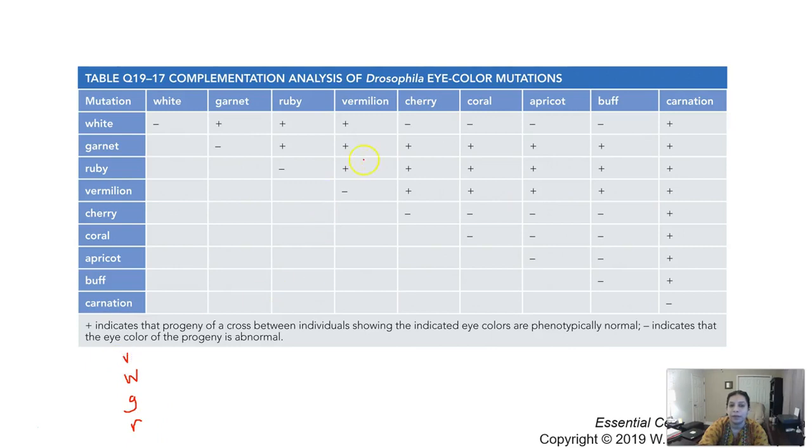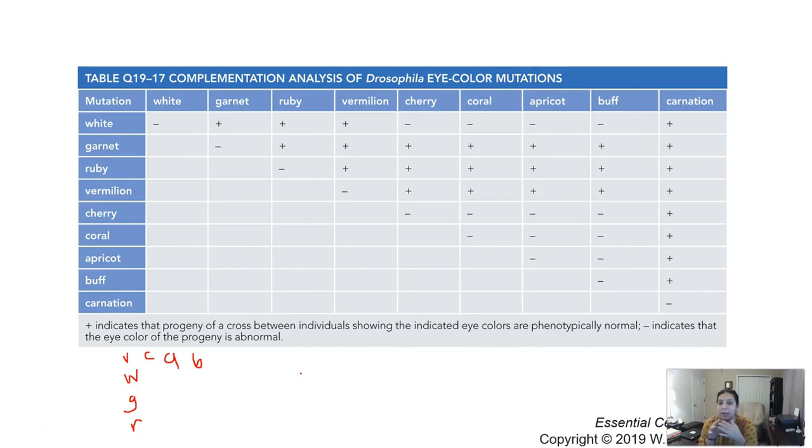Now, after that, when we look at the next one, white does not complement cherry, coral, apricot, or buff. That means all of those, none of them are going to be in the same complementation group as white. Those are all mutated in the same gene, right? C, A, B, and then you will have the carnation separated. And so you will keep going and you would put them together to see how many complementation groups we have and how many different genes are affected.